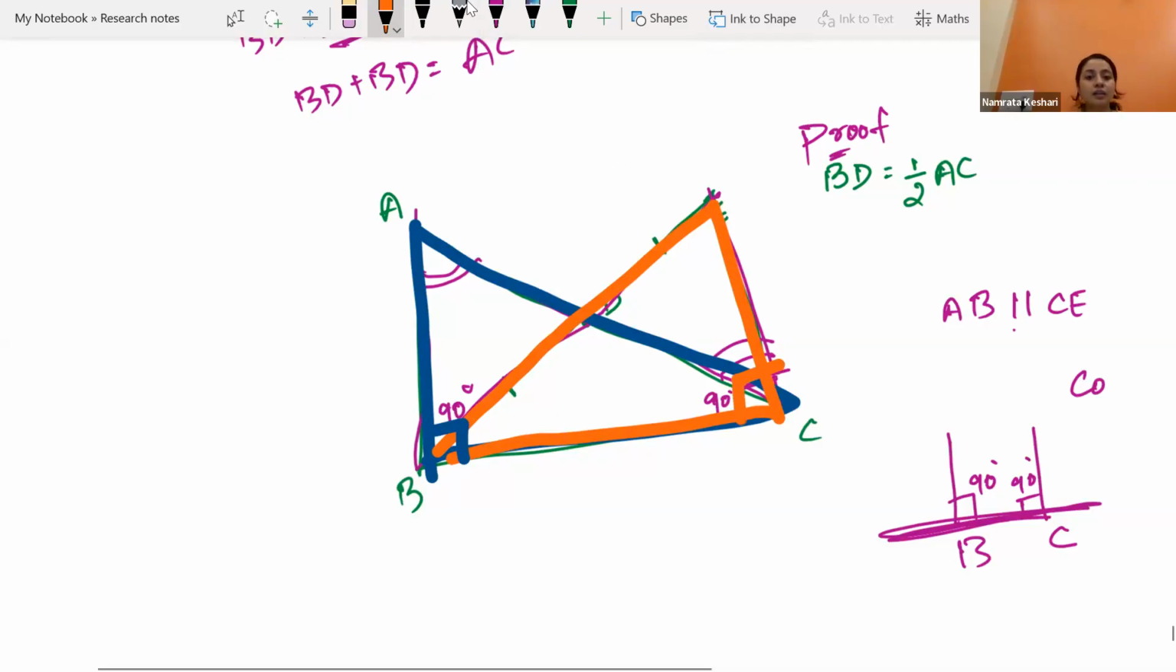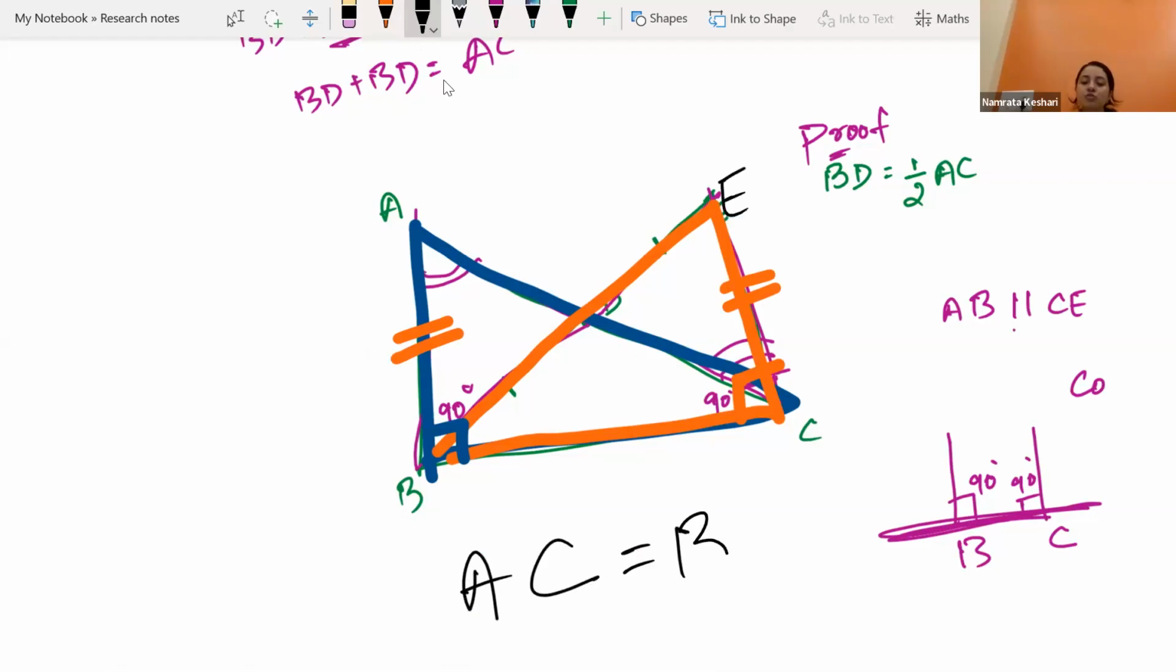Okay. Now what else? Side BC is the common side. And previously one congruency we have proved. From there we are getting side AB and side CE are of the same length. By using these three pieces of information, we are able to prove these two triangles, the blue one and the orange one, are congruent with each other. Once you prove these two triangles congruent, both the hypotenuses will be equal with each other. You will find that AC and BE, these two will become the same by CPCT. And from here, we'll be able to prove that.